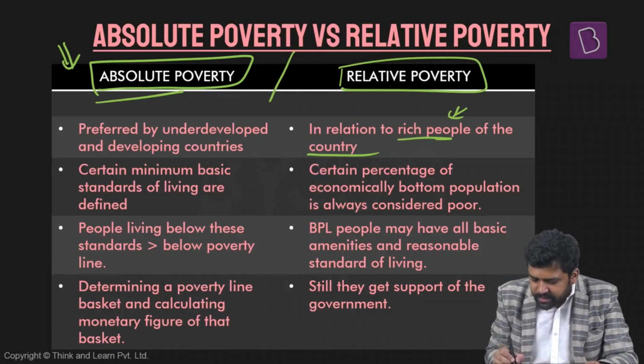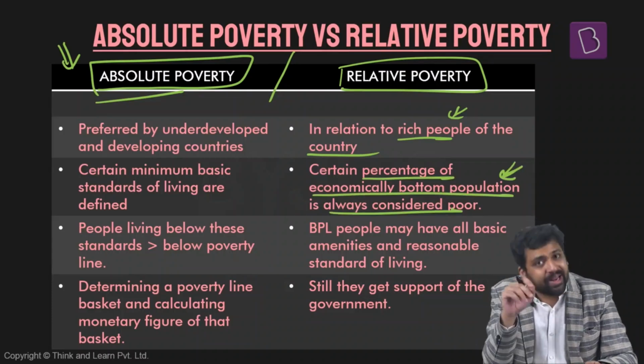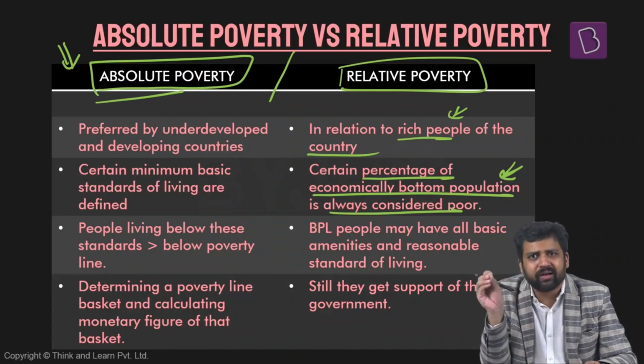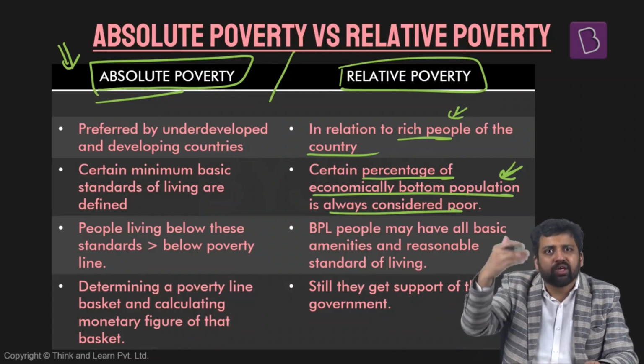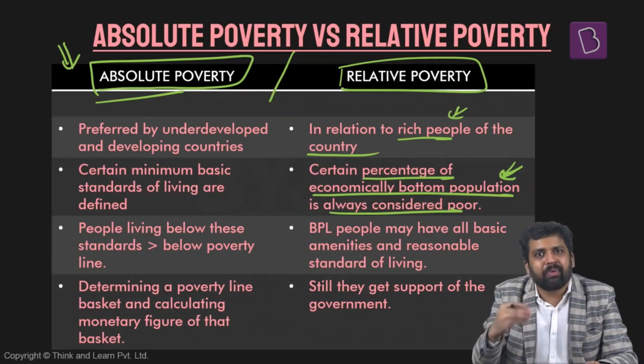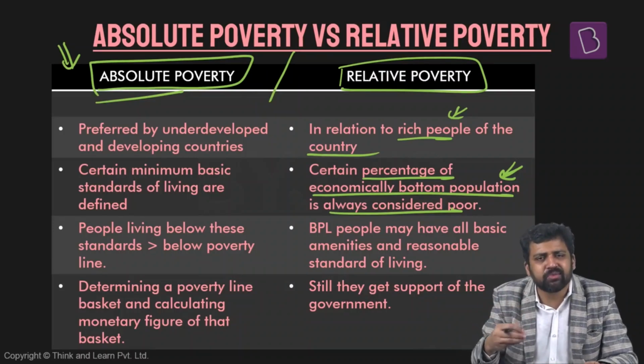Basically in these countries, a certain percentage of the economically bottom section is always considered poor. And these people might have all their basic necessities met. For example, they might have access to food, healthcare, shelter, etc. But since they are poorer as compared to the rich section of the population, they are considered to be poor. Despite having all these basic resources, they will be considered poor, and the government can have different policy schemes and interventions for them as well.